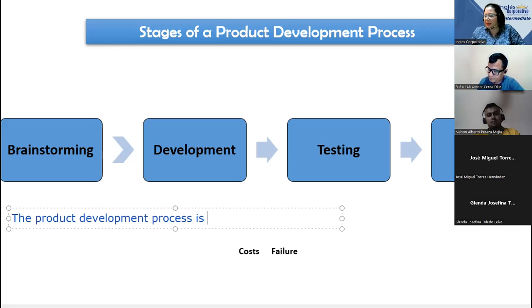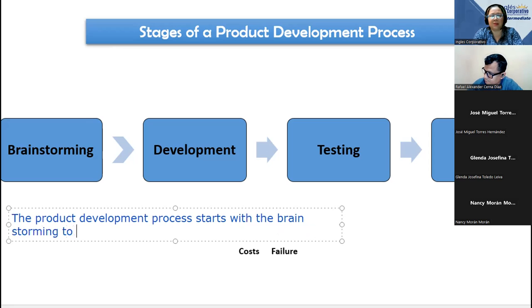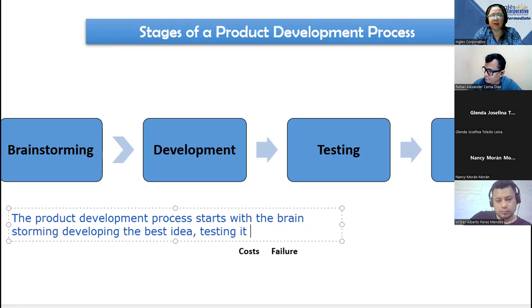Ayúdenme a construirlo. Vamos a ver. Maybe it could be the product development process starts with the brainstorming to generate the idea, the main idea, or different ideas to create a product. Then you select one of them and develop the product or something like that. Great, great. Outstanding. Okay, you will say with the brainstorming, developing the best idea, testing it, right? To the time of launching it, right? To the time of launching.